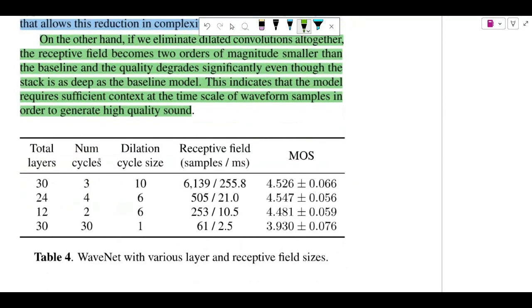So if this is the score with 30 layers, 3 cycles of 10, and if you reduce it a bit, then also you get a decent result. And if you reduce it further, then also you get a decent enough result. But you can't totally get away with dilation. If you use a dilation of 1, which is like not using any dilation, you don't get such a good result.